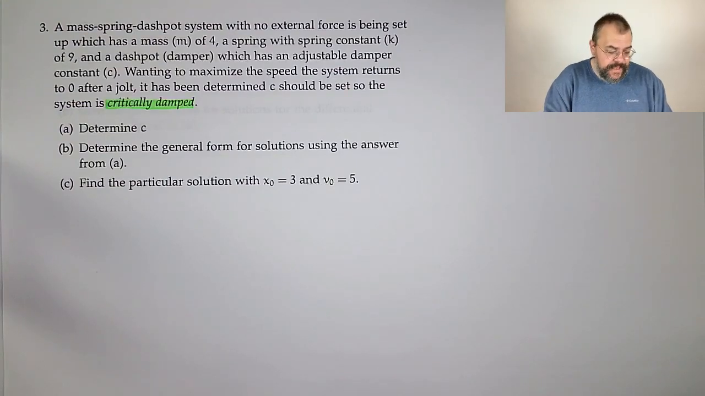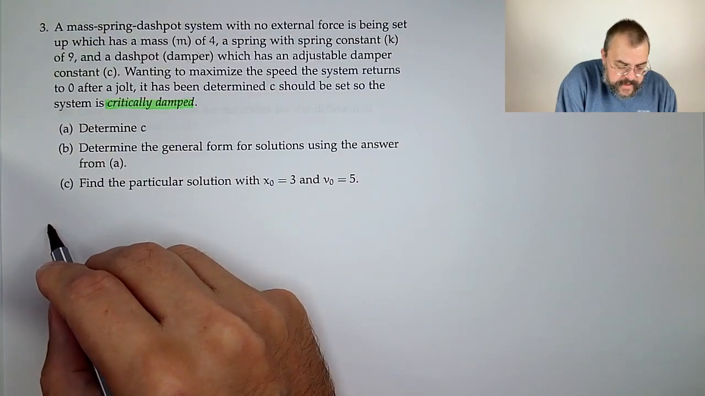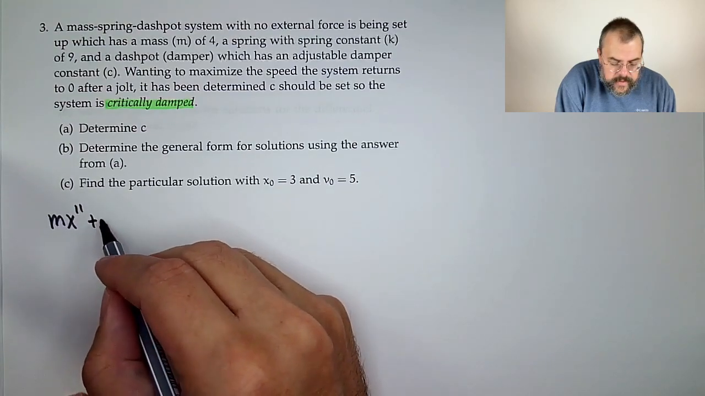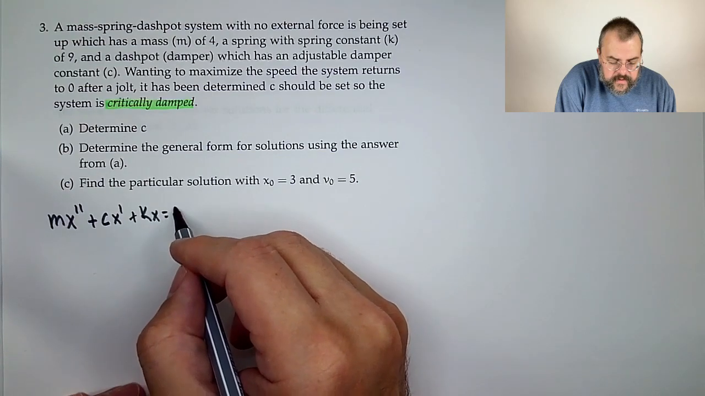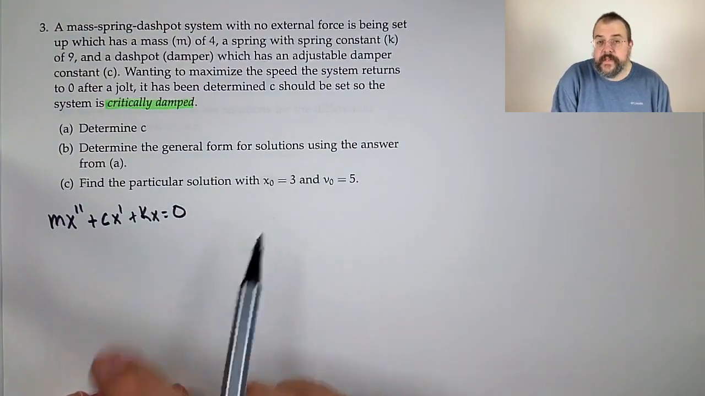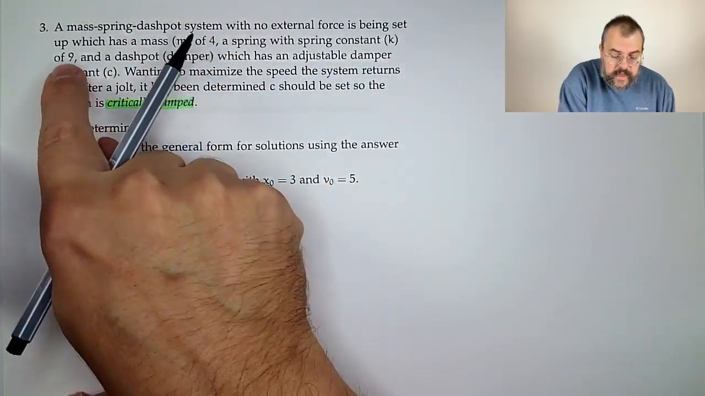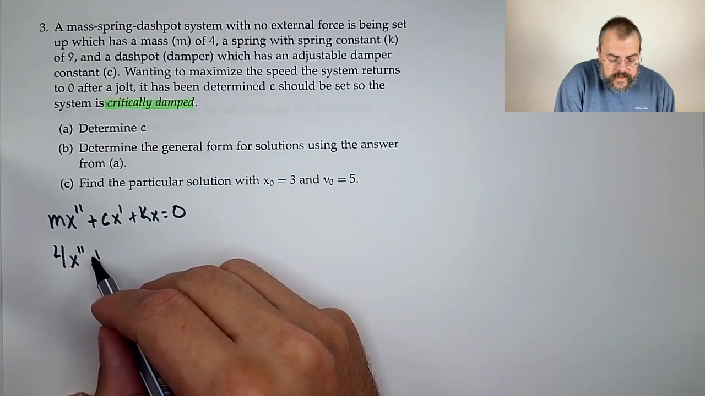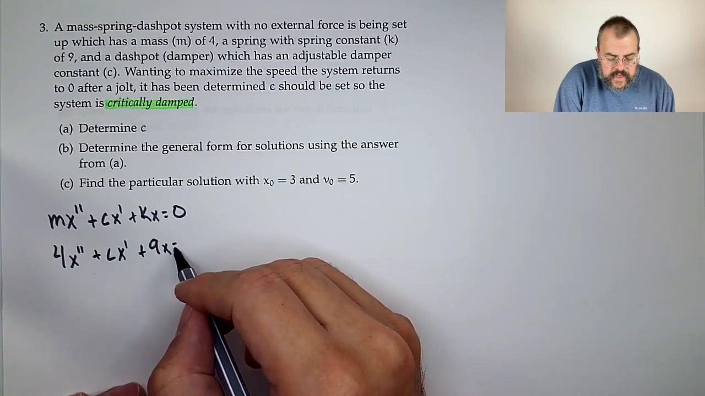Do we remember what that means? So we'll get to that in just a moment. So the Mass-Spring-Dashpot, the formula for it is mx double prime plus cx prime plus kx equals 0. And the 0 is because there's no external force. So we know m is 4, we know k is 9. So we have 4x double prime plus cx prime plus 9x equals 0.